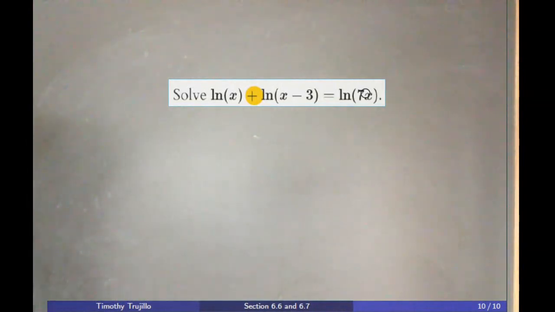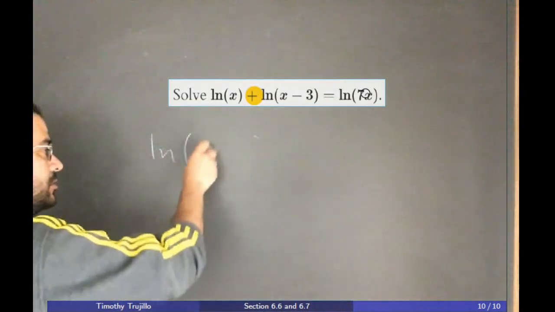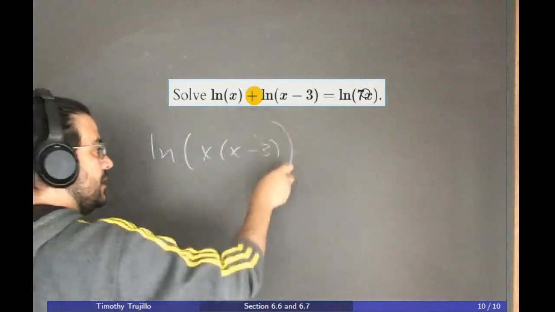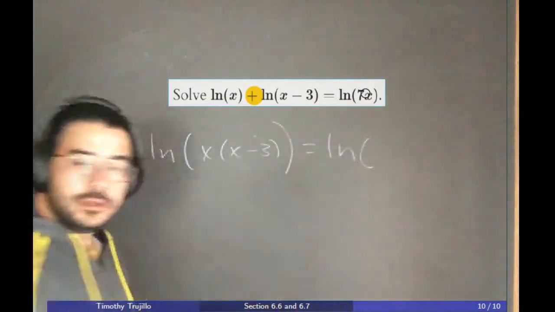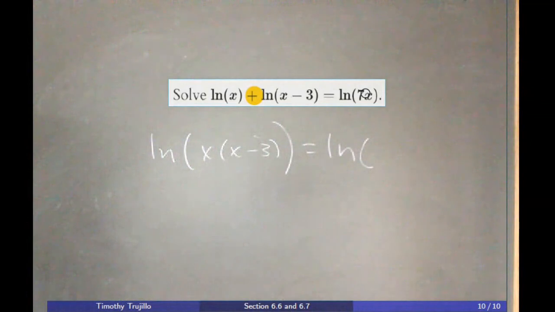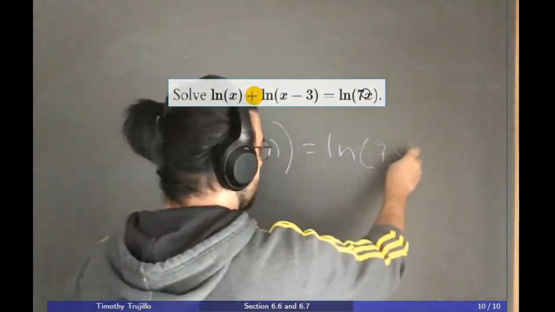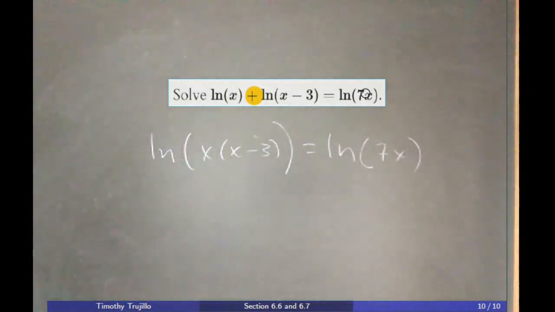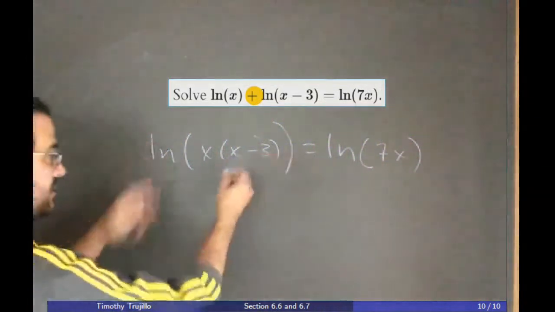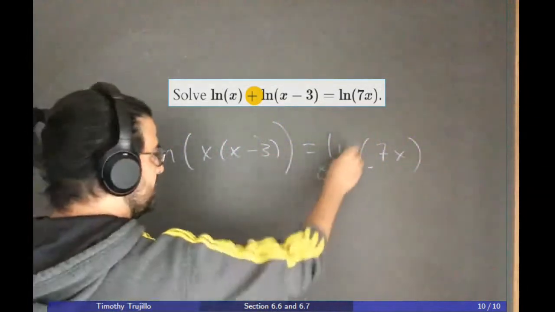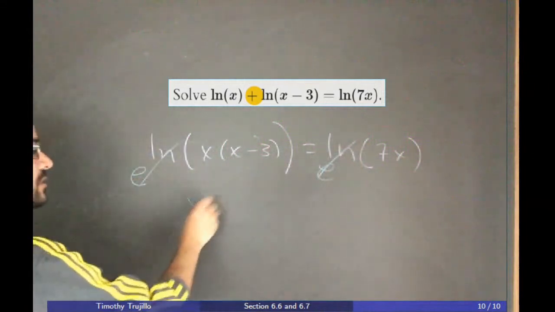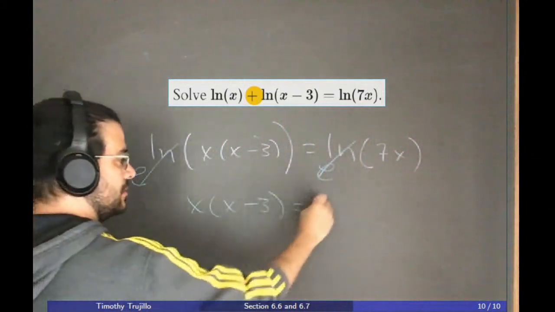Okay, so here, in this case, the left-hand side is the product rule, so it'll be rewritten like this. So now we've got the natural log of x times x minus 3 is equal to the natural log of 7x. And then let's just go ahead and undo the natural logs. So I've compressed everything down. I take e of this side and e of that side. And we're left with x times x minus 3 is equal to 7x.